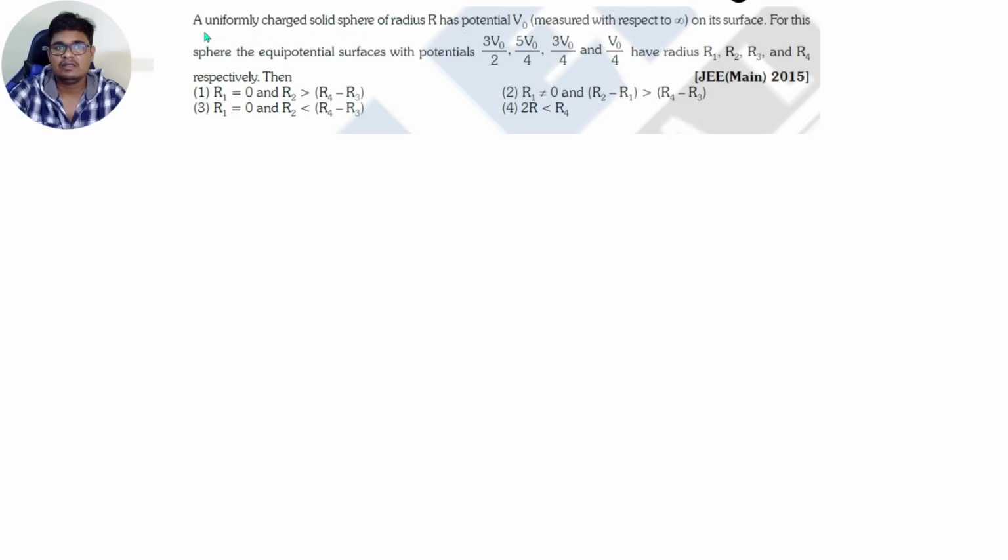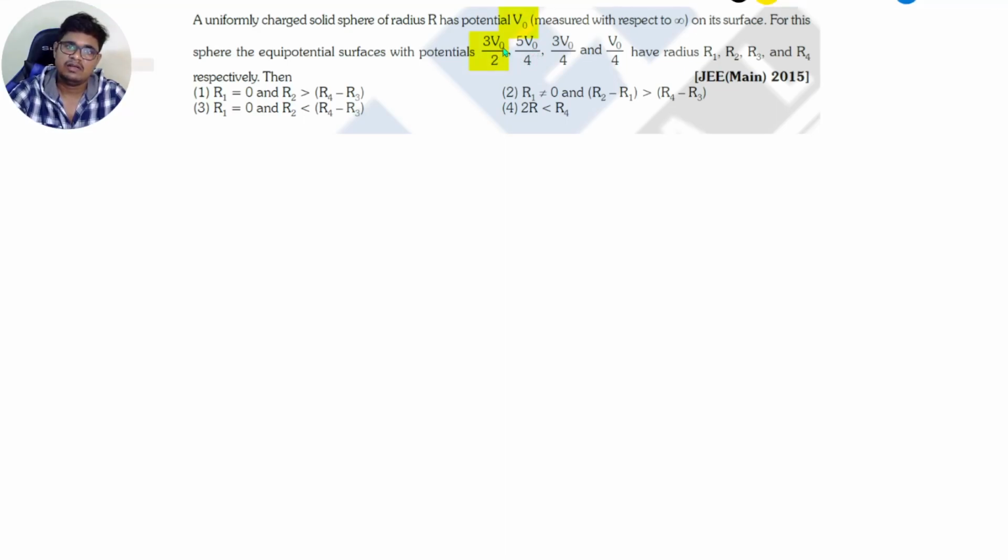You can see that a uniformly charged sphere of radius r has a potential of V naught on its surface. So on the surface potential is V naught, and 3 V naught by 2 is there. This term is saying that the potential at the center of the solid sphere is how much? That is 3 V naught by 2, yes or no? 3kq by 2r, and on the surface kq by r. So here V naught is given on the surface and here it is 3 V naught by 2. That means R1, I can say that R1 is the center of the solid sphere.